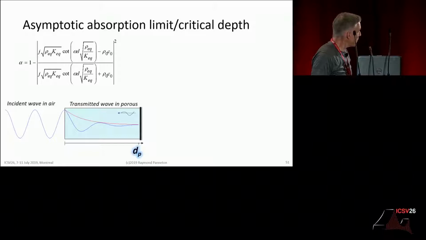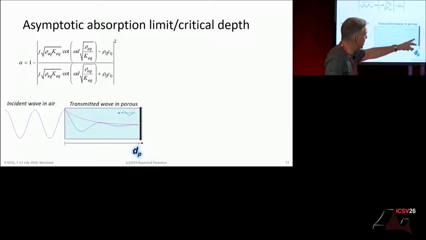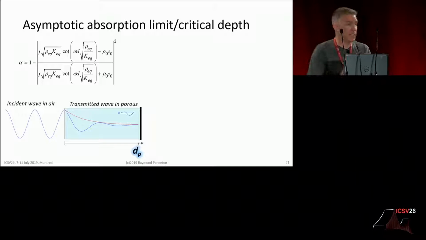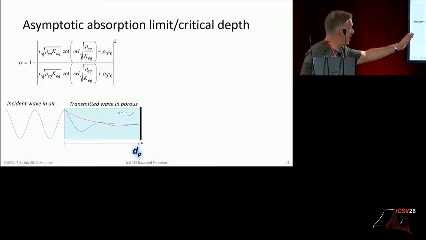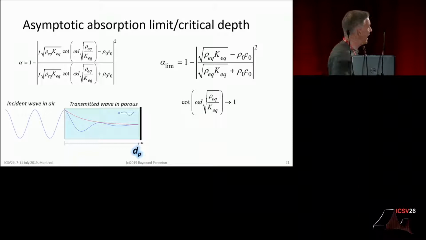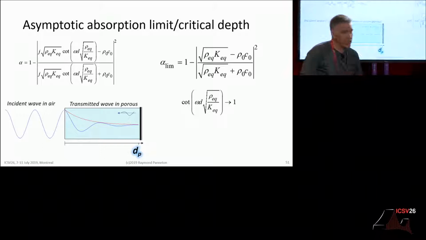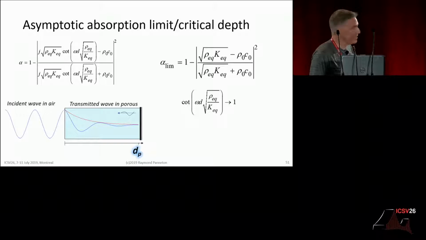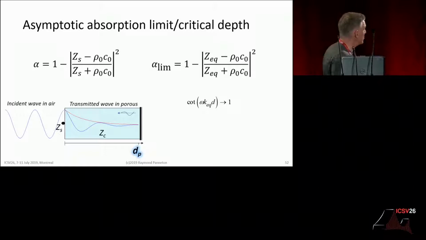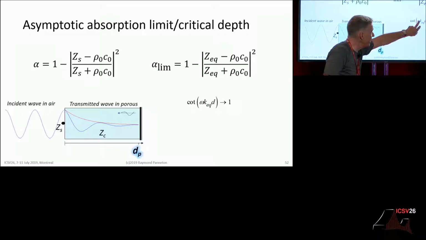For the asymptotic absorption, we have this limit: when the incident wave goes in the material, it attenuates, and at a given distance the waves have almost vanished. So when it hits the wall at the end, there is almost no more reflection. I remind you here of the absorption expression. The asymptotic limit is given by this equation, and it means that if this limit is reached, the cotangent tends to one. If I'm not using the complex density but the surface impedance and the characteristic impedance of the material, here is the same equation expressed with different properties. It means that the cotangent of kD tends to one.